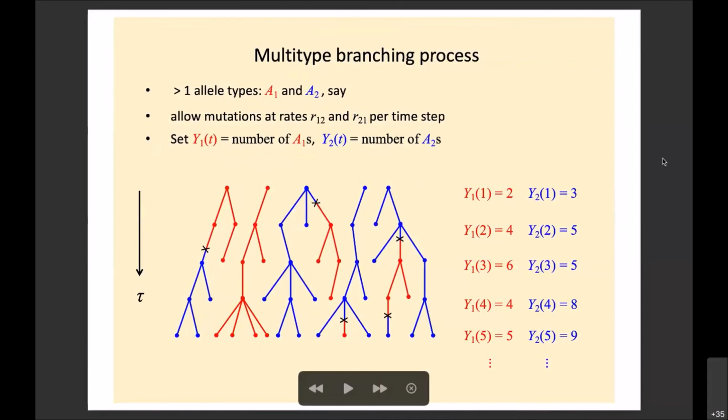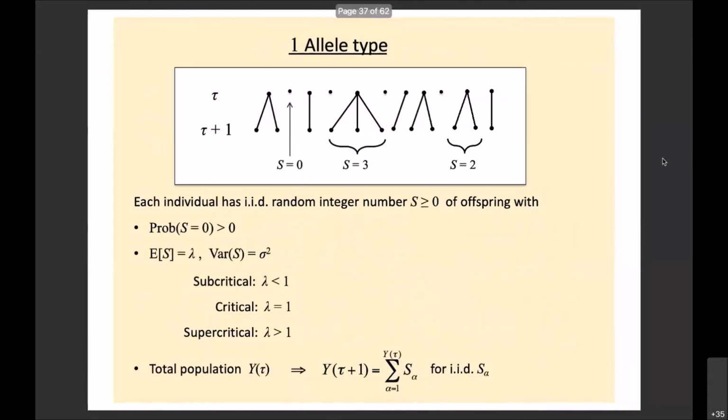And once again, you can take a diffusion limit of this system. So what I might have time to do is just go through how the diffusion limit looks if you only have 1 allele type. And this particular problem was solved back in the 1950s by a probabilist called Feller. So what I'm telling you is actually fairly textbook stuff. So we start off with, this is just 1 time step. We're assuming that the probability of having no offspring is positive. So here's somebody who had no offspring. Here's somebody who had 3 offspring.